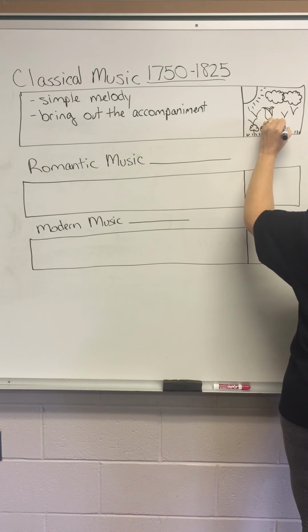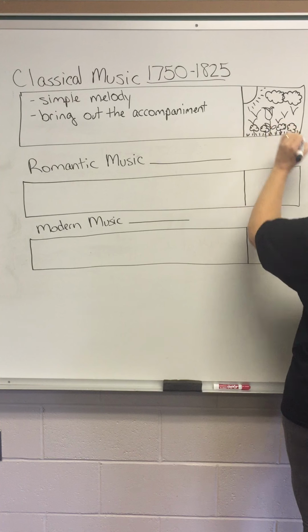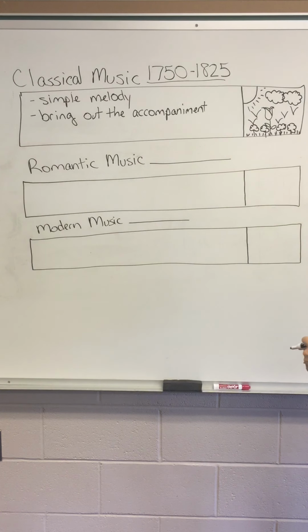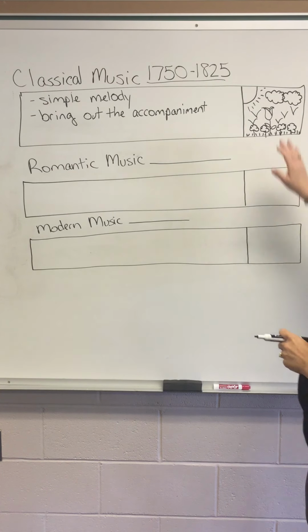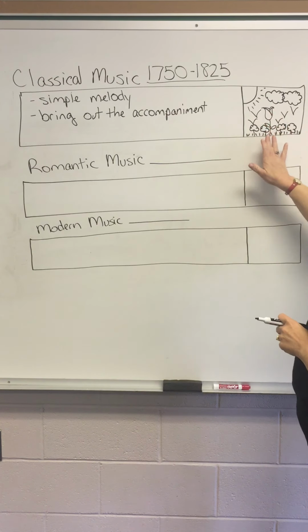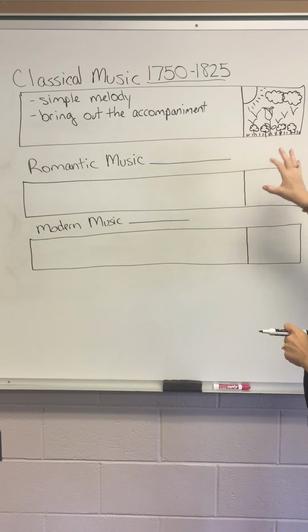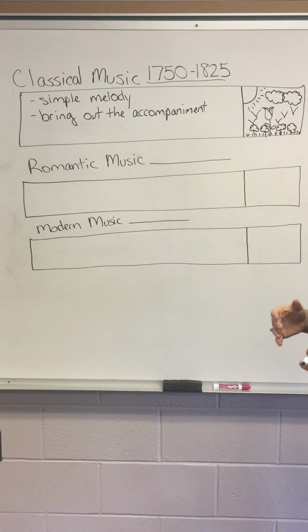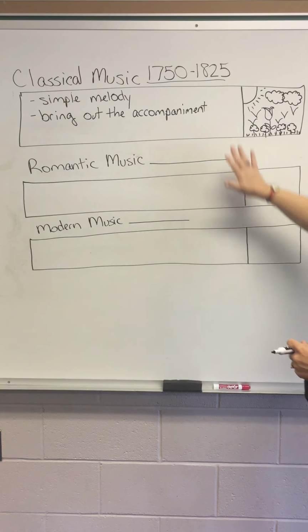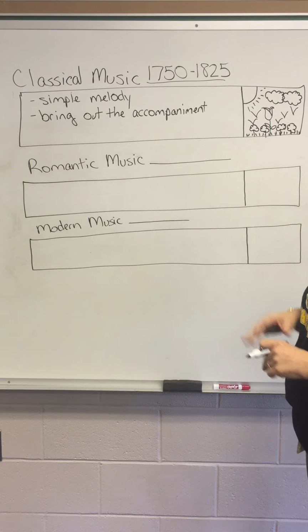What's happening? Oops, I can't go backwards. What's happening to my picture? It's becoming very busy. It's almost hard to see the rose. That's interesting. So we have our simple melody, our rose, but look at what everything is around it. That's really bringing out all of the other stuff. And that's what classical music was about.